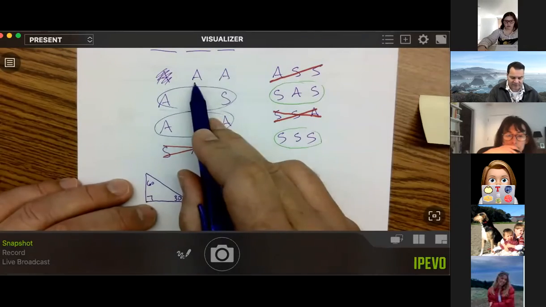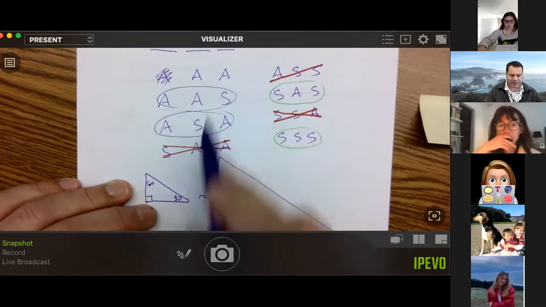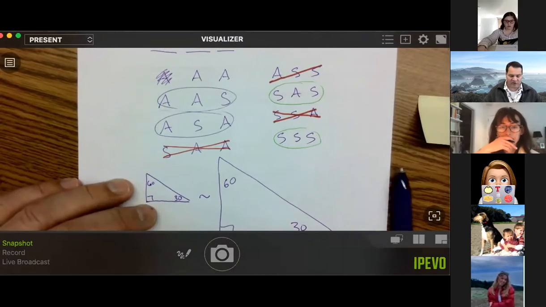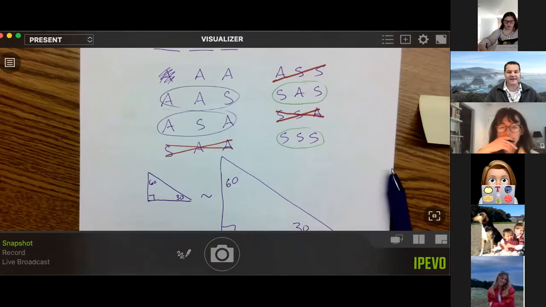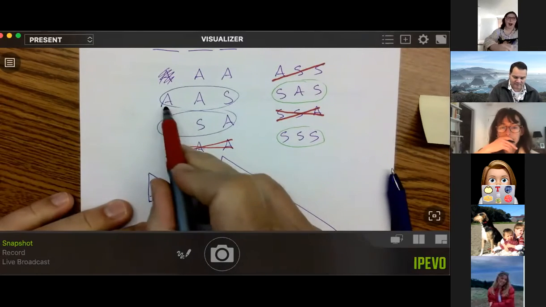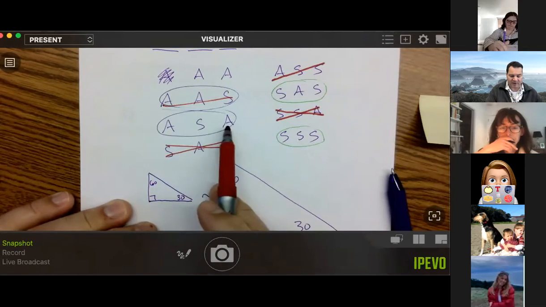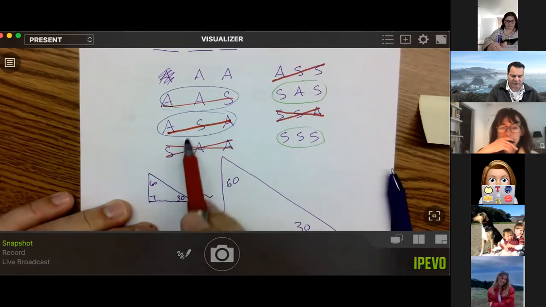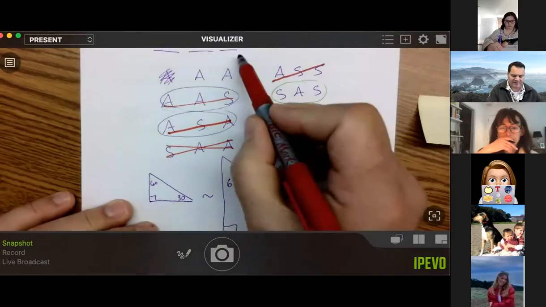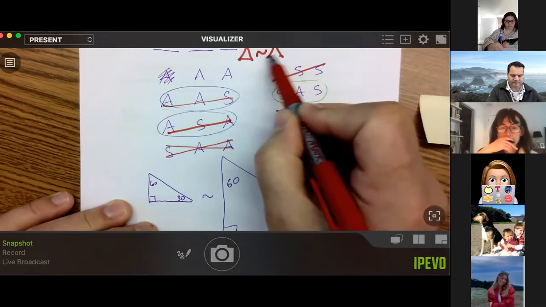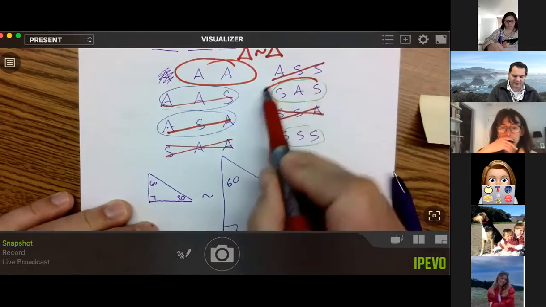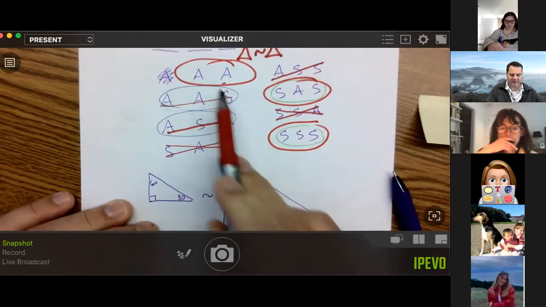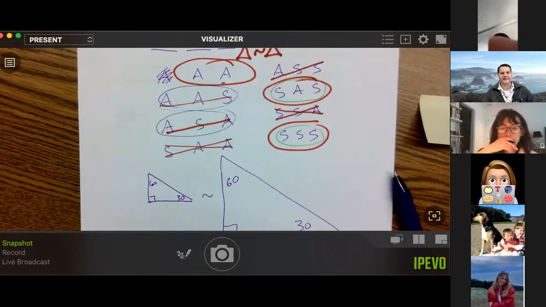And if two angles by themselves will prove triangles are similar, then is there any new information in us using AAS? Because it's got two angles in it. And angle side angle also has two angles in it. So we don't need new theorems for those. For triangle similarity, there are only three theorems we're going to use. Angle, angle, side, and side, side, side.